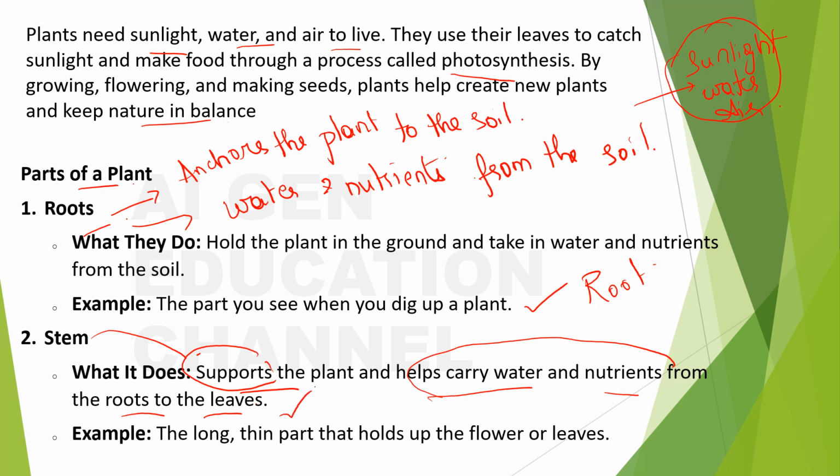The long thin part that holds up the flowers and leaves is called a stem. You all know what a stem is, right? I need not explain that. I know that you are old enough to understand what the stem is. Here you will have all the leaves and everything, branches, right? So this part is the stem.